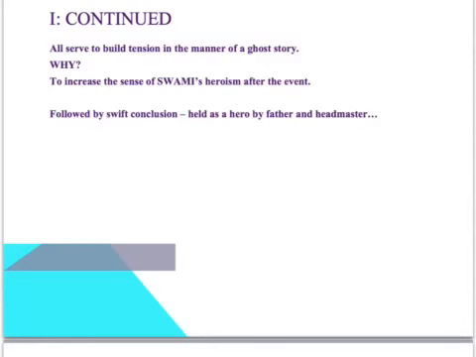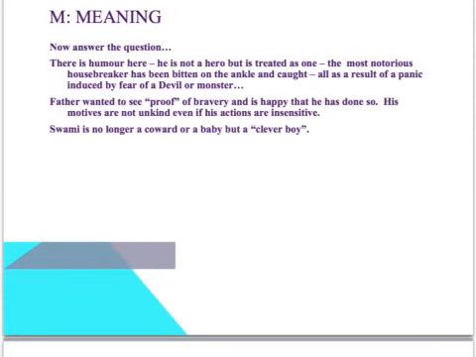And in fact, it's worth noticing how, in terms of structure, the story moves very, very quickly after the event to its eventual ending. It's a swift conclusion, and he is held as a hero. So as we come to the final chunks of our essay, the meaning and effect areas, we now need very clearly to answer the question. And we need to do this while showing an awareness of whatever else is in the story.